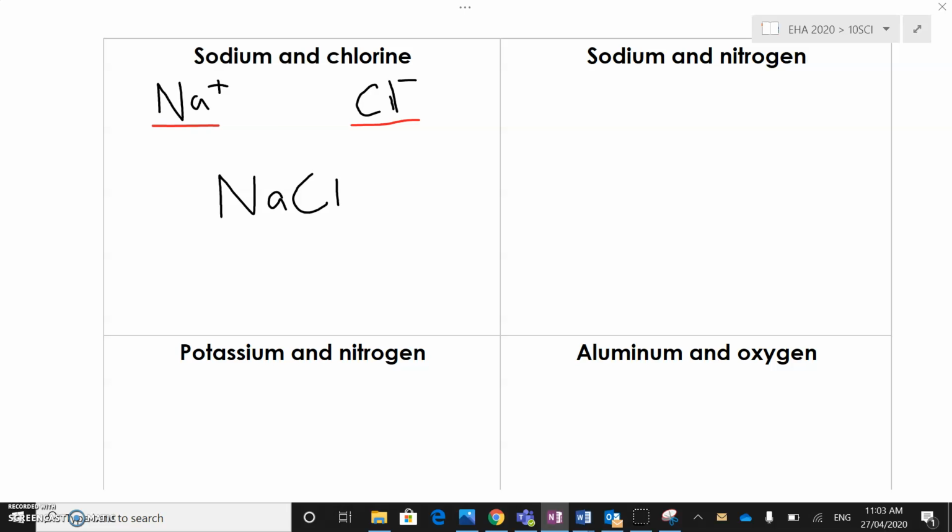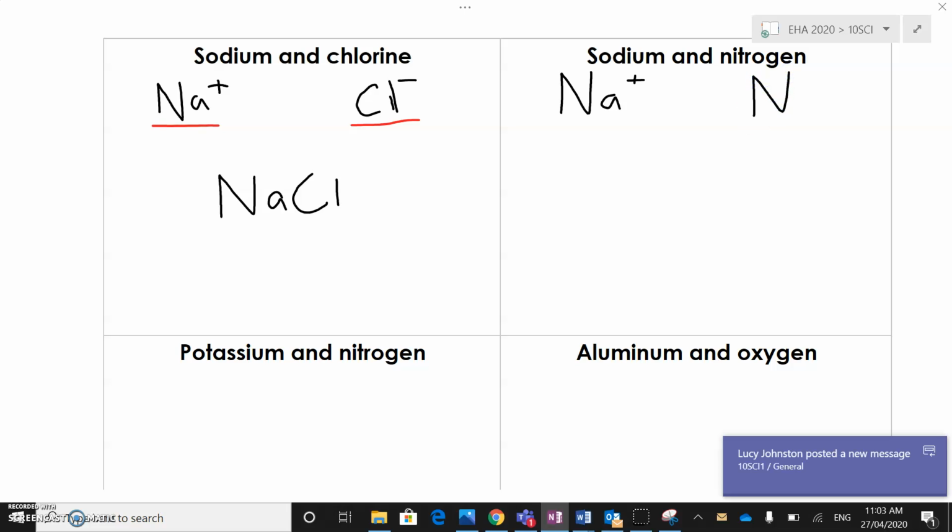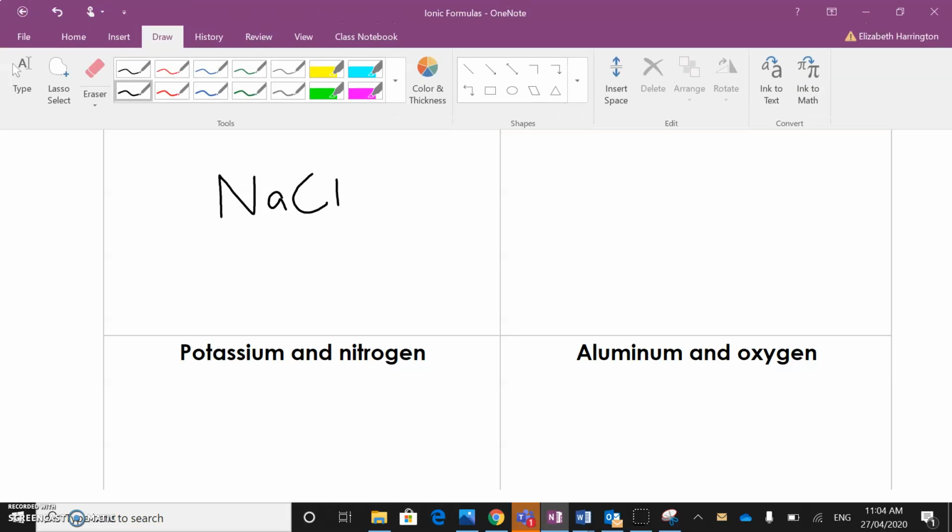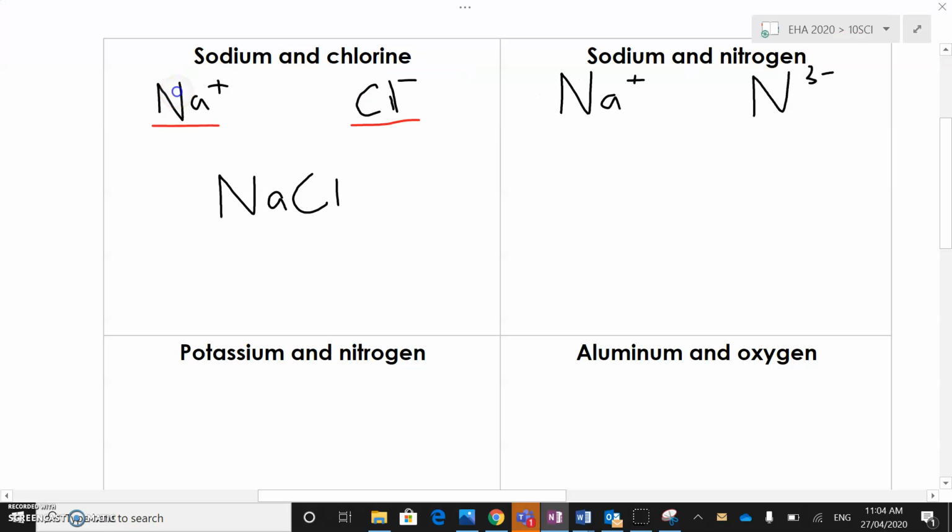Now we know from our last little instance there that sodium has a charge of +1, it's a cation. Nitrogen, on the other hand, given its location on the periodic table, has a charge of 3-. Now, we've got a situation here where we're going to have more of one of these ions in order for it to cancel each other out.